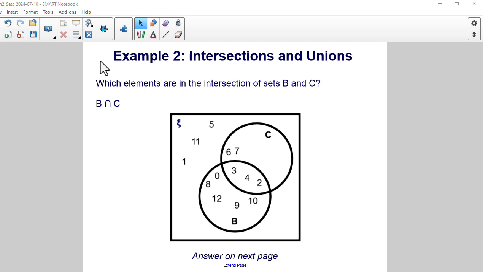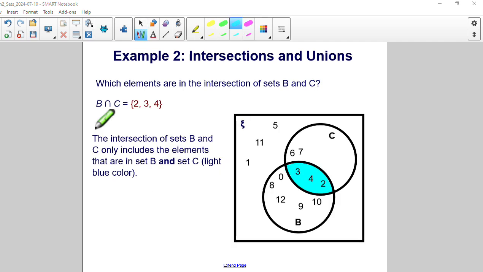Example number 2 of intersections and unions. Which elements are in the intersection of sets B and C? It's denoted by this symbol mathematically right here, B intersect C. The intersection of sets B and C only includes the elements that are in both set B and C, located here in the light blue letters. So the intersection of B and C includes 2, 3, and 4.